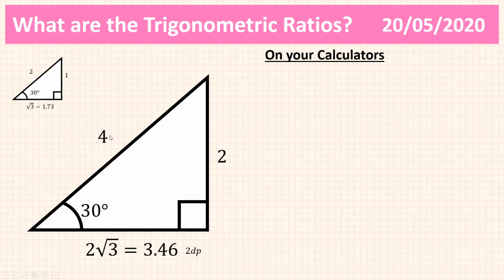Okay, so if we look at each of the lengths of this triangle, what we've done to the original triangle is we've doubled each length. So instead of 2, I've got 4. Instead of 1, I've got 2. And instead of root 3, I've got 2 root 3. So I've doubled each length. What do you think is going to happen to the ratios if I double each length? Pause the video, have a think.